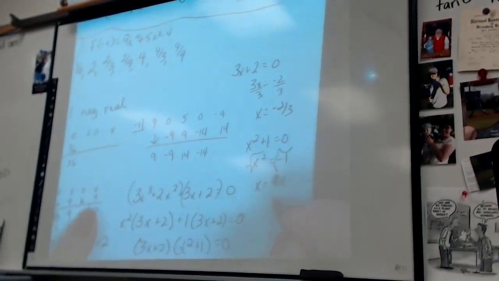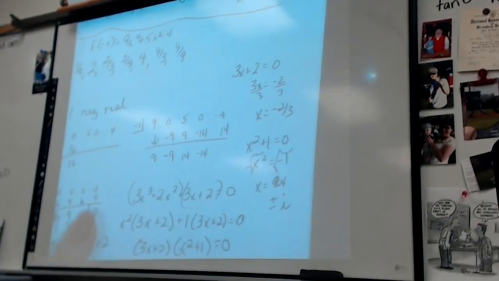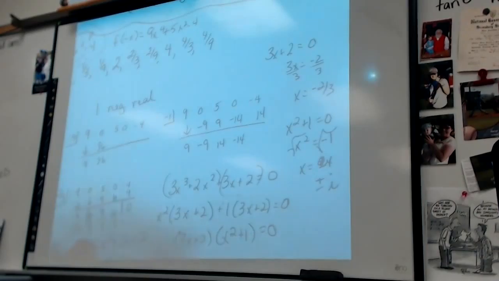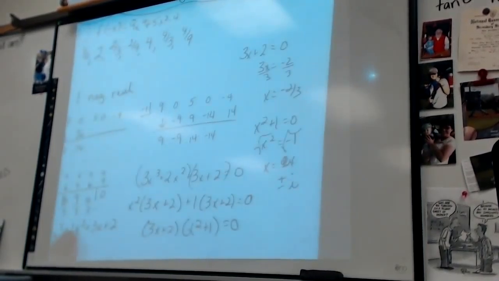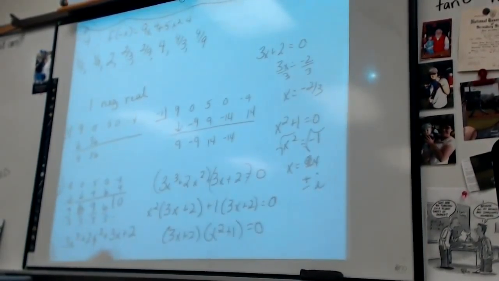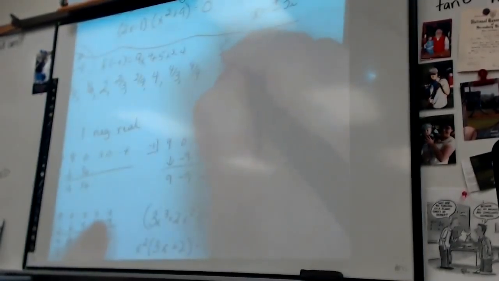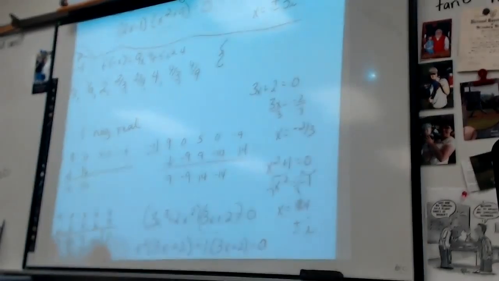Oops. Forgot about the negative. So how many roots are there altogether? 4. What are they? 2/3.